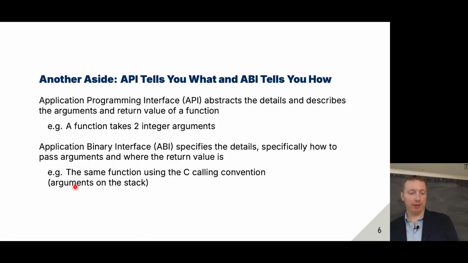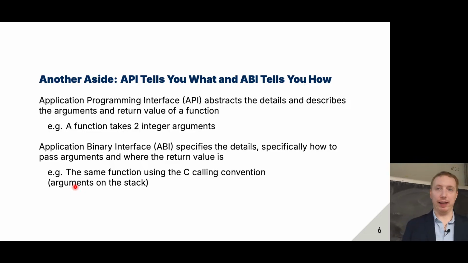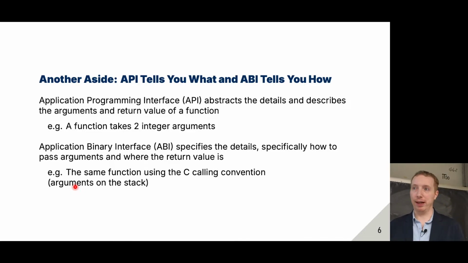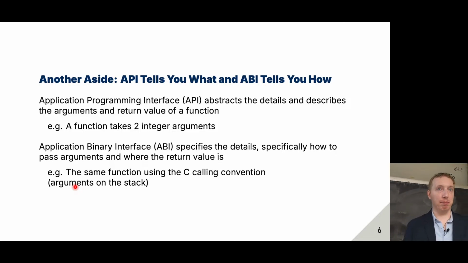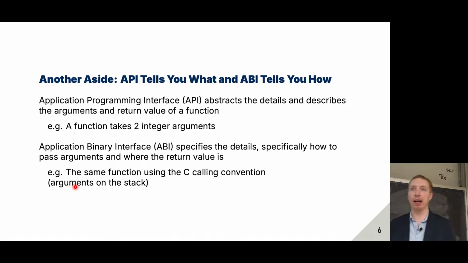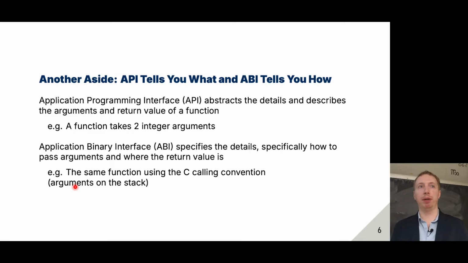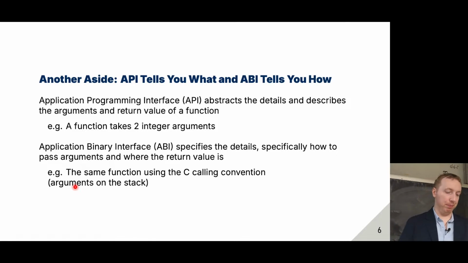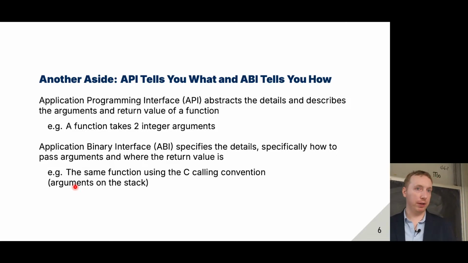The opposite side of that is an ABI that specifies the details and specifically describes how to actually do a function call in machine code, like where exactly the arguments should be. Should they be on the stack? Where should they be on the stack? What order should they be in? Where does the return value go whenever the function gets called?